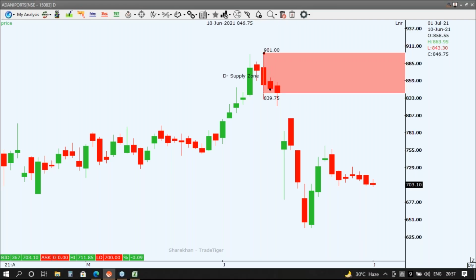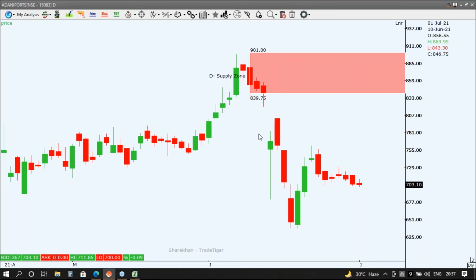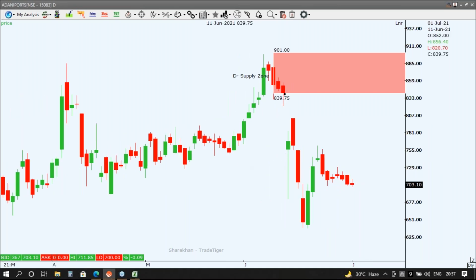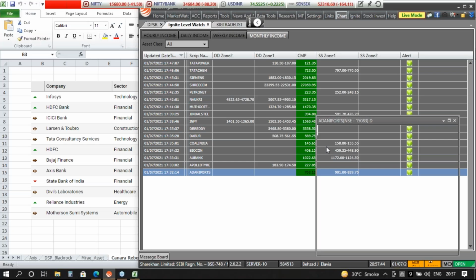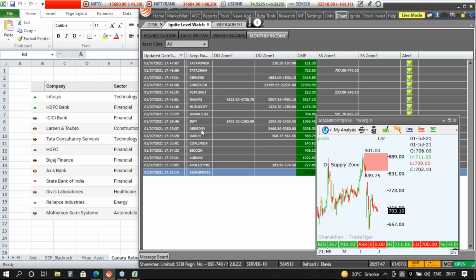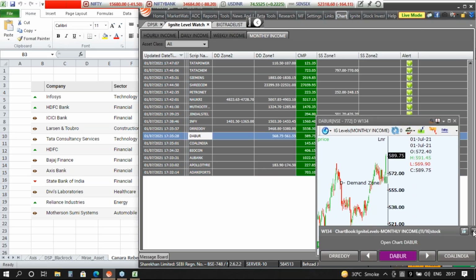I would love to take a derivative trade over here because the follow through of weekly and daily is amazing. Therefore, I would love to short Adani Ports at 840s and 900 levels over here. So this is my first stock. You can check any one if you want to. There's nothing wrong with it. I'm just showing you my best stocks over here.